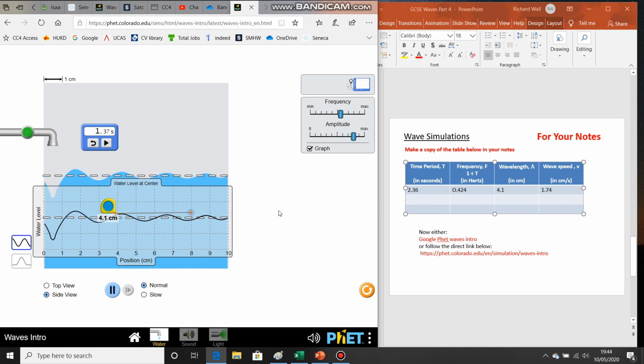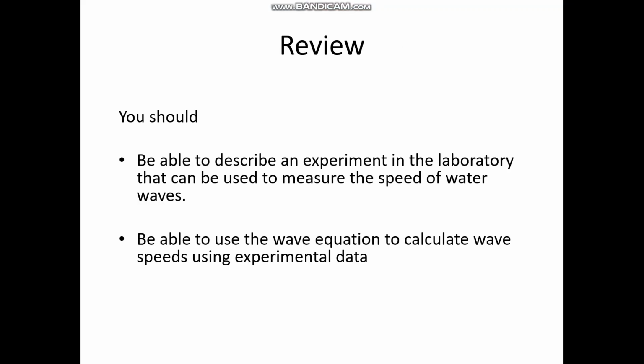Now, it's tricky to do this, but you should find that the wave speed remains the same. The frequency and wavelength will change, but the wave speed in the water should remain the same. Okay, so hopefully by now you should be able to describe an experiment in the laboratory that can be used to measure the speed of water waves, and you should be able to use the wave equation to calculate wave speeds using experimental data.